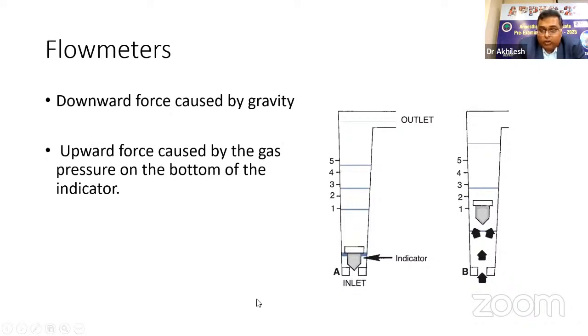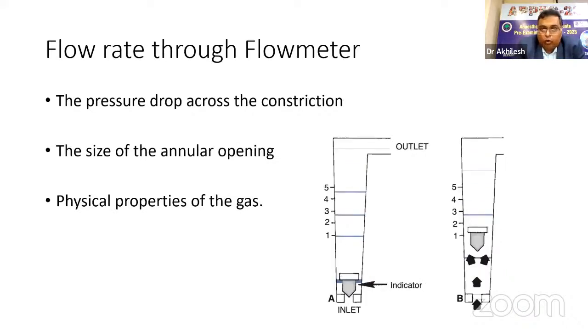When we talk about each bobbin of this device, there's a downward force which makes the indicator go down, and an upward force which pushes it up. Based on that, taking into consideration the weight of that indicator, they are designed. So that is how the flow goes through the flow meter. The flow rate depends on various things: the pressure drop across this constriction, the size of the annular opening, and the physical properties of the gas. The flow meters are different for each gas. You cannot use an oxygen flow meter for nitrous oxide or a nitrous oxide flow meter for oxygen.